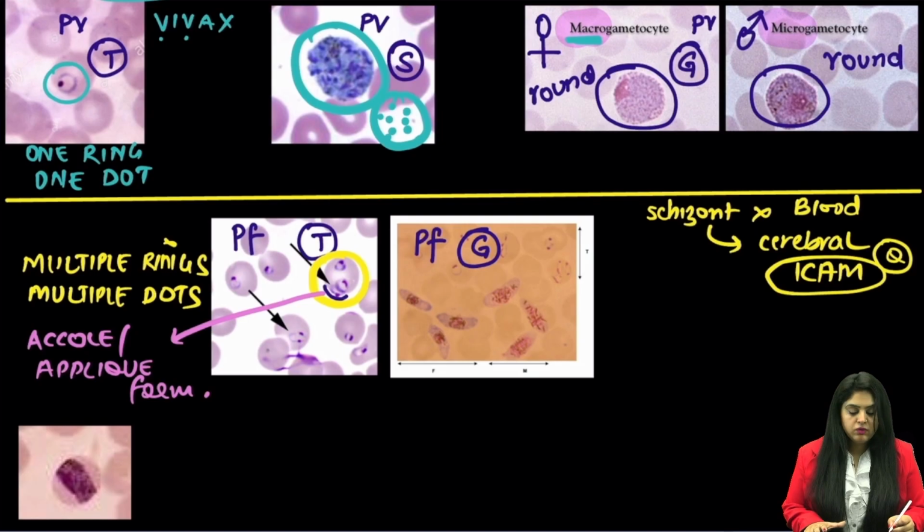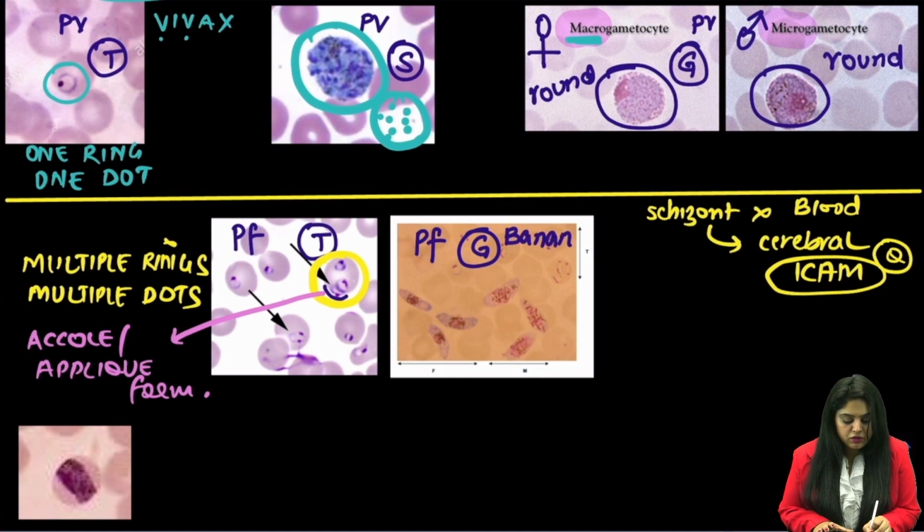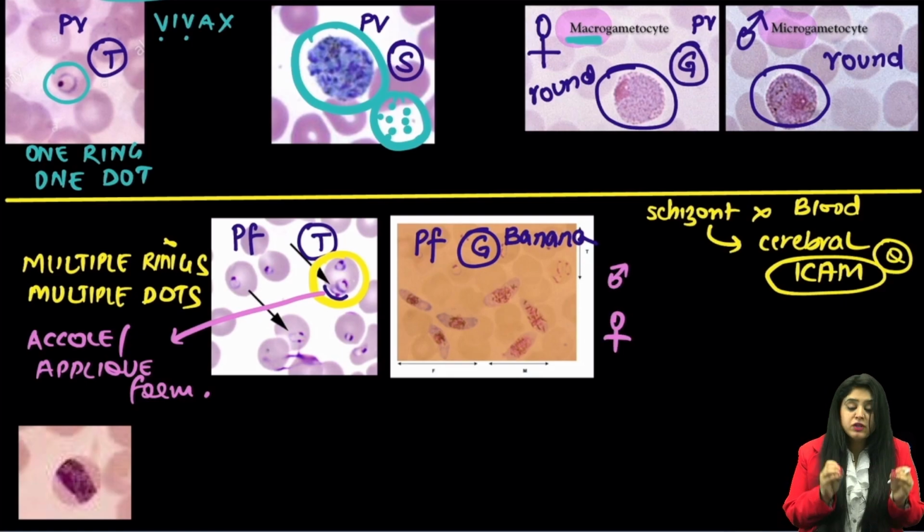Coming back, now trophozoites are done. Schizont will not be seen, I don't have to worry about it. Coming to gametocyte. Gametocyte is very famous for having what kind of a shape? Gametocyte is going to be banana shape. Now my only concern is what is male and what is female. I can't write it down for you. It's something you have to visualize.